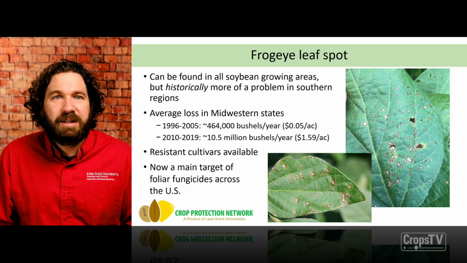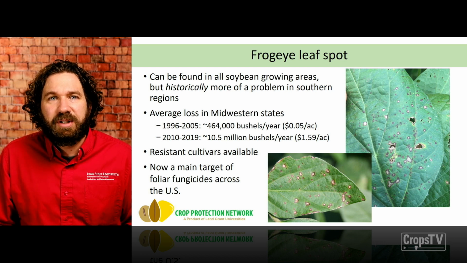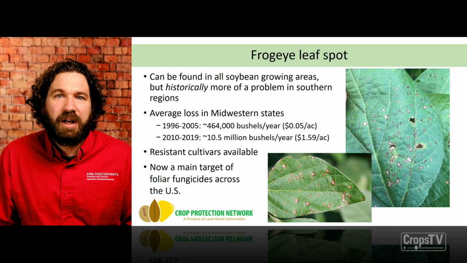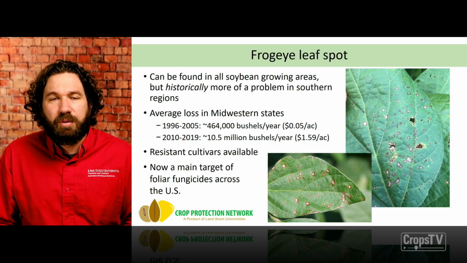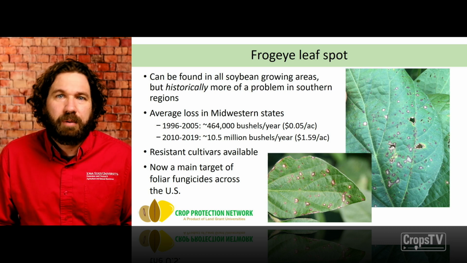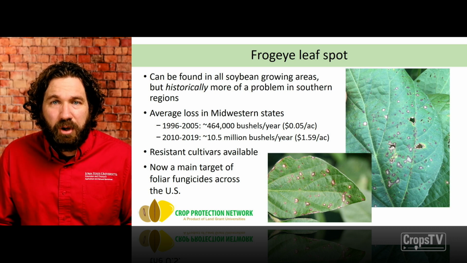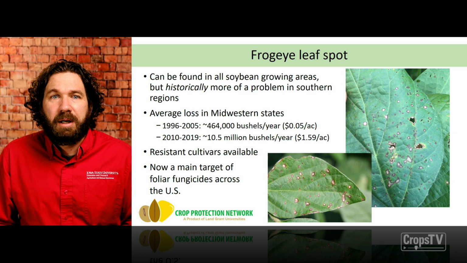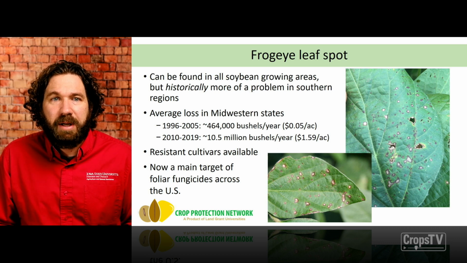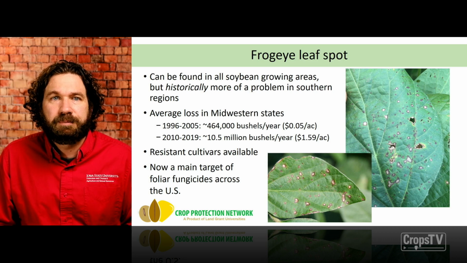If you look at the last 10 years, 2010 to 2019, that average is around 10.5 million bushels, which equates to about $1.59 per acre. So a tremendous increase in the amount of frog eye that we're seeing across the Midwest. And so resistant cultivars are usually available. They are there, but I'd say frog eye has quickly become a main target for foliar fungicides really across the U.S. and here in Iowa.